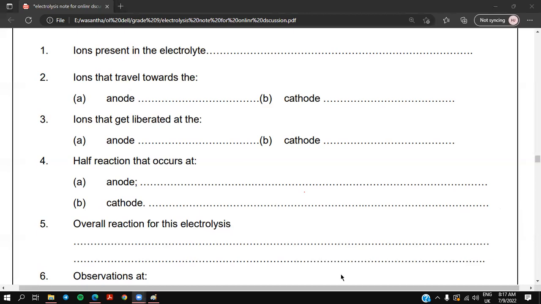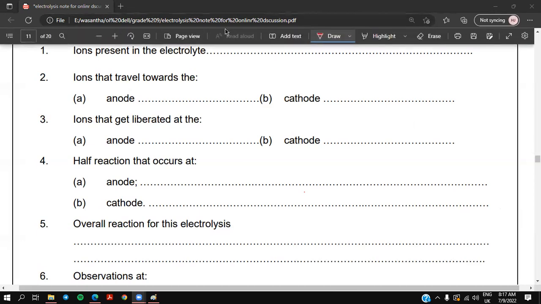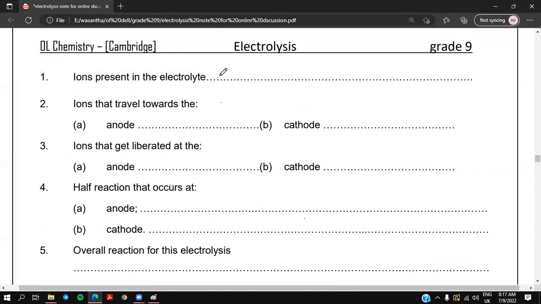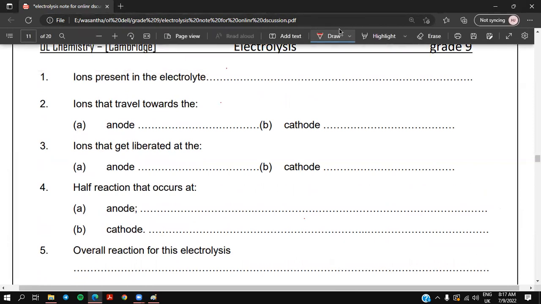Shall we see the answers now? I hope you have written the answers. You can compare with my answers. Ions present in the electrolyte: it's copper sulphate solution, so we have Cu2 plus, SO4 2 minus, H plus, OH minus. Ions that travel towards the anode: SO4 2 minus, OH minus. Ions that travel towards the cathode are H plus, Cu2 plus.